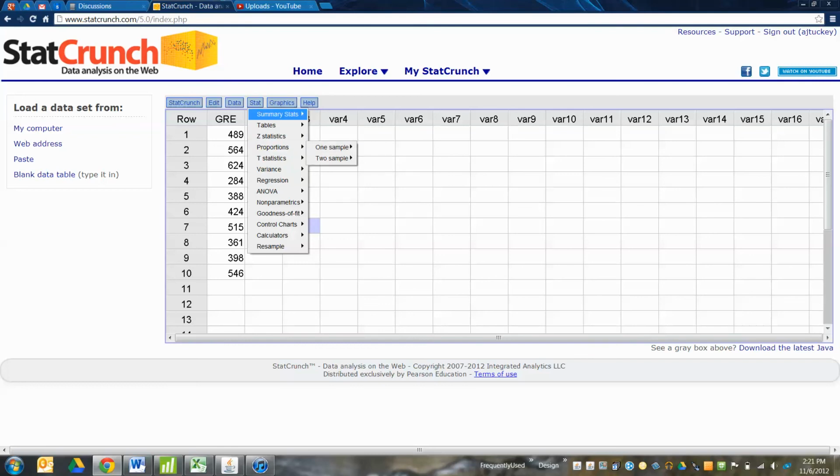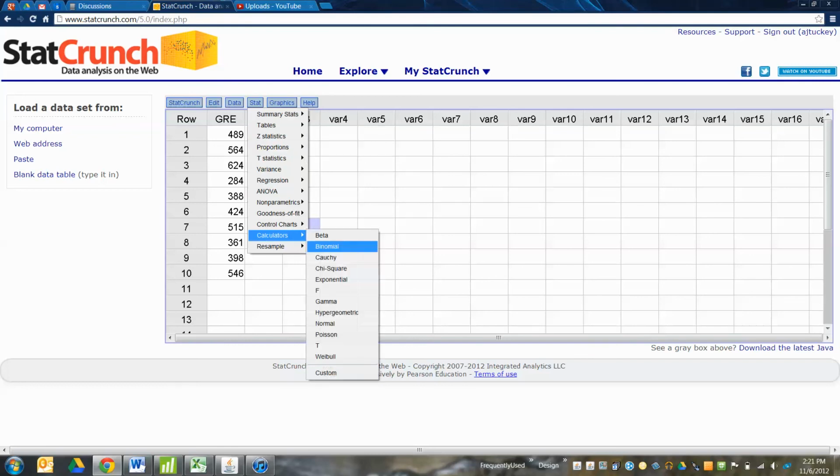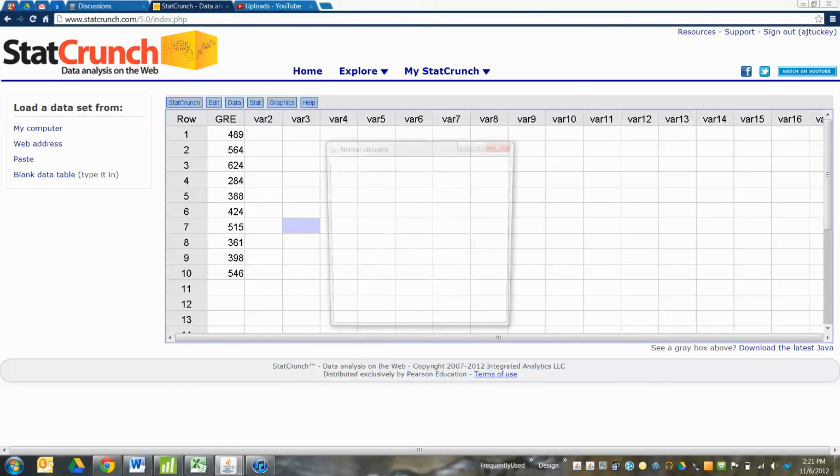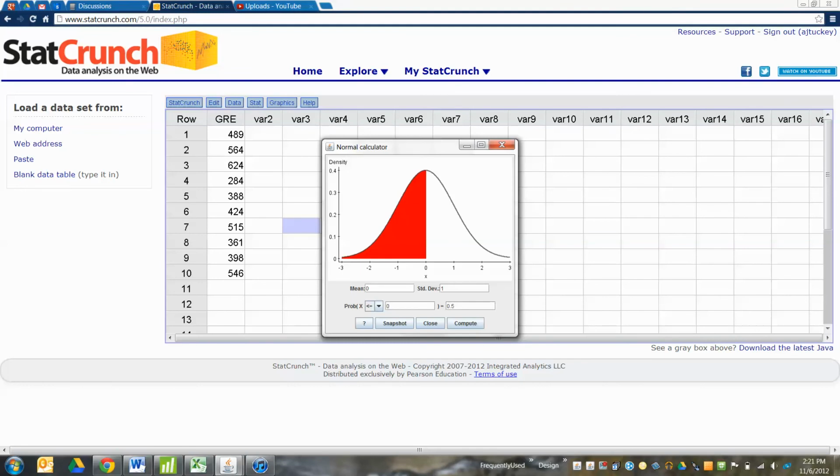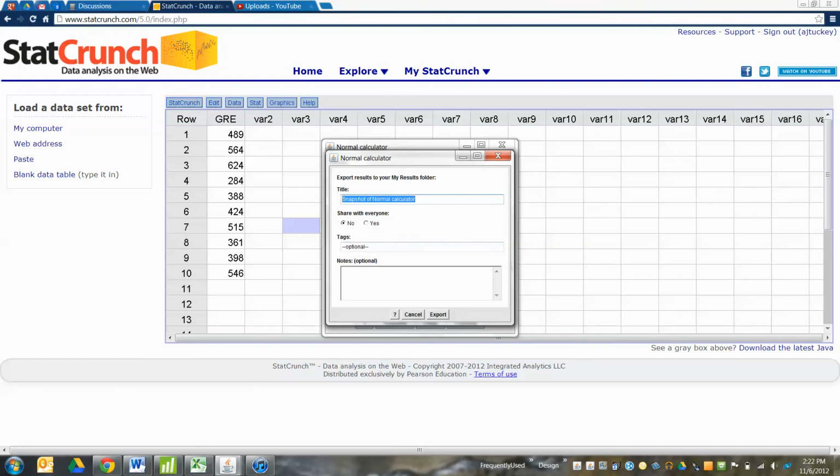We want calculators. We want the normal calculator, and we want to tell it 0, standard deviation 1, that's fine. I want the probability of this to be 0.001. Compute. And there it found it, negative 3.09. It's right there. So if you wanted to use StatCrunch, that's fine. You can copy and paste it in, or you can use Excel. Either way, make a picture and find it.